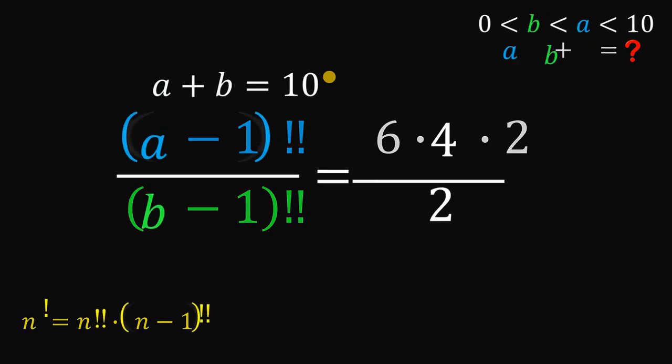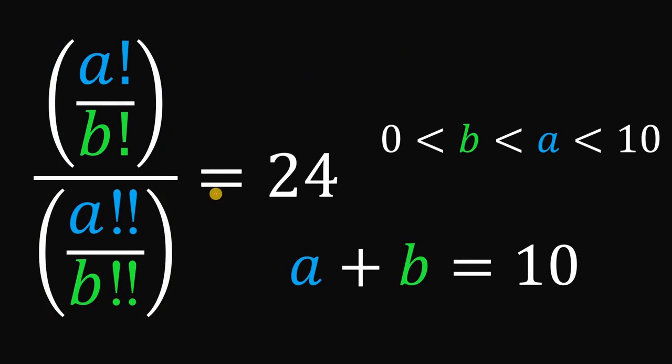Therefore, our answer to this question, what is the sum of a and b given this equation? Our answer is equal to 10. And as always, we are done.